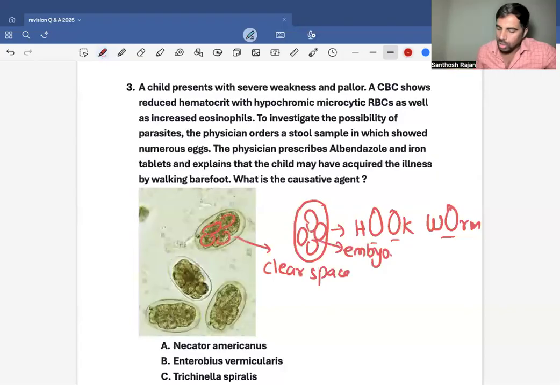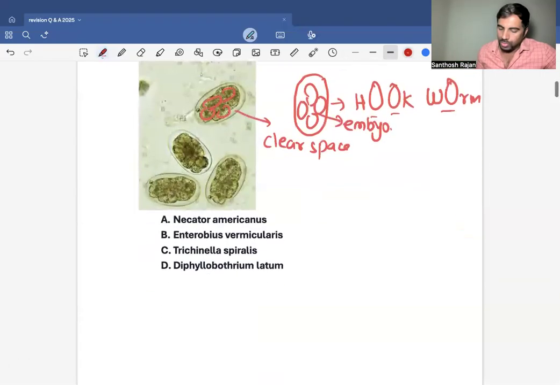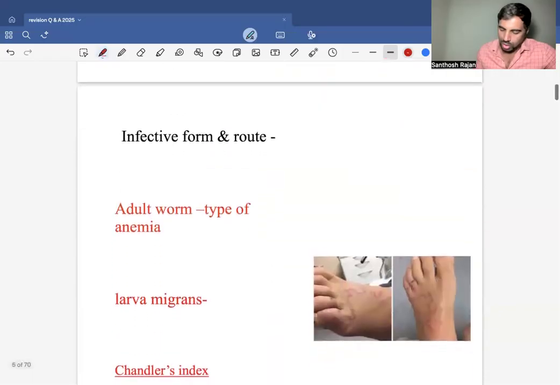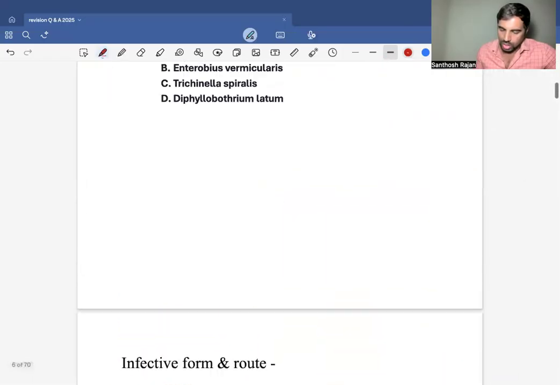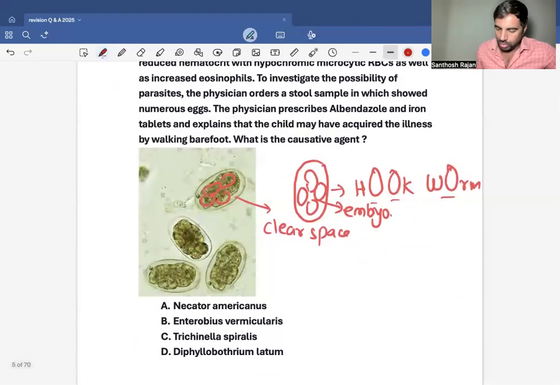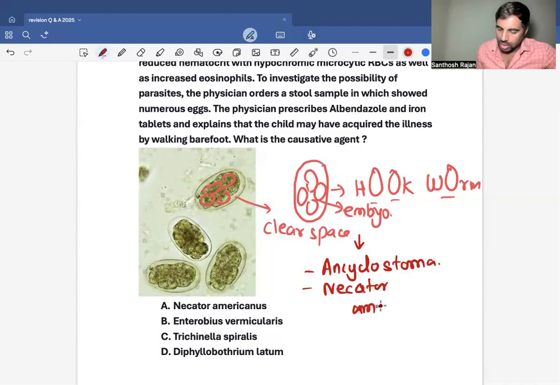I think hookworm. Whenever you talk about hookworm, only two things will come into your mind. I'm going to talk about this in a while. What are they? One is Ancylostoma duodenale, and the other one is Necator americanus. Okay, but still we'll go to the question.